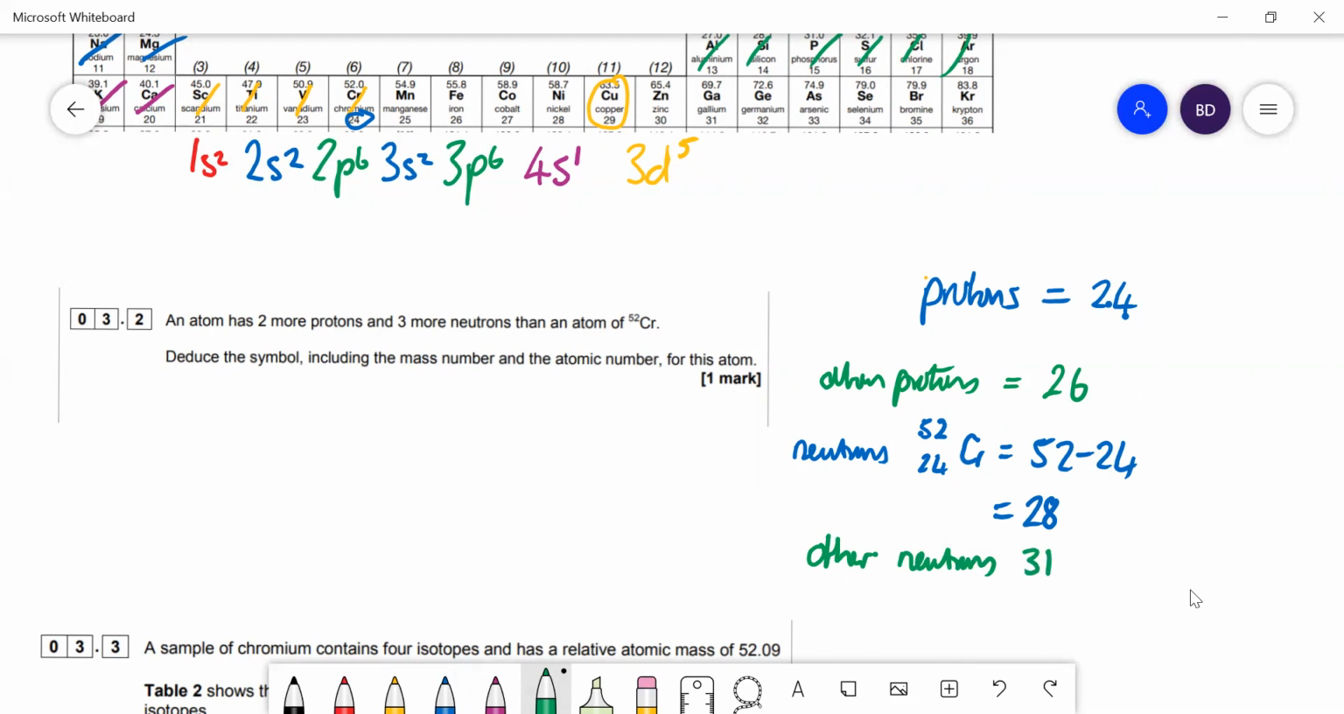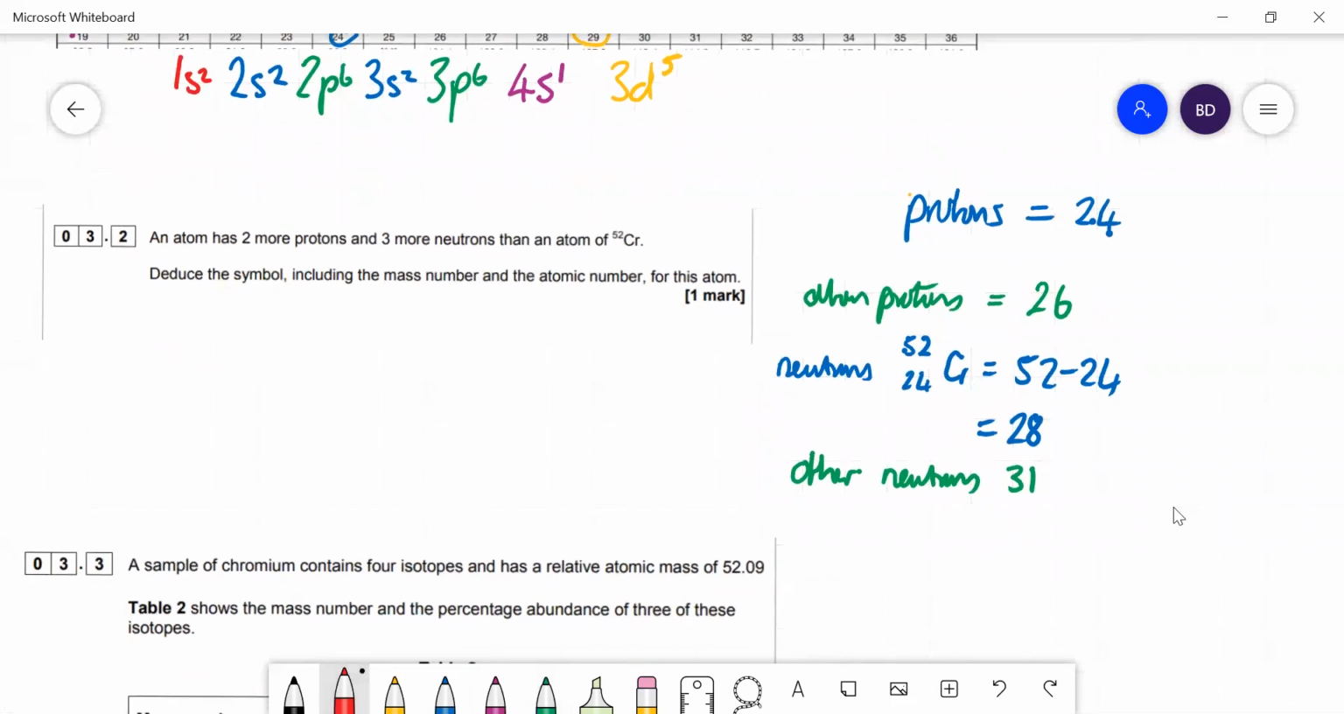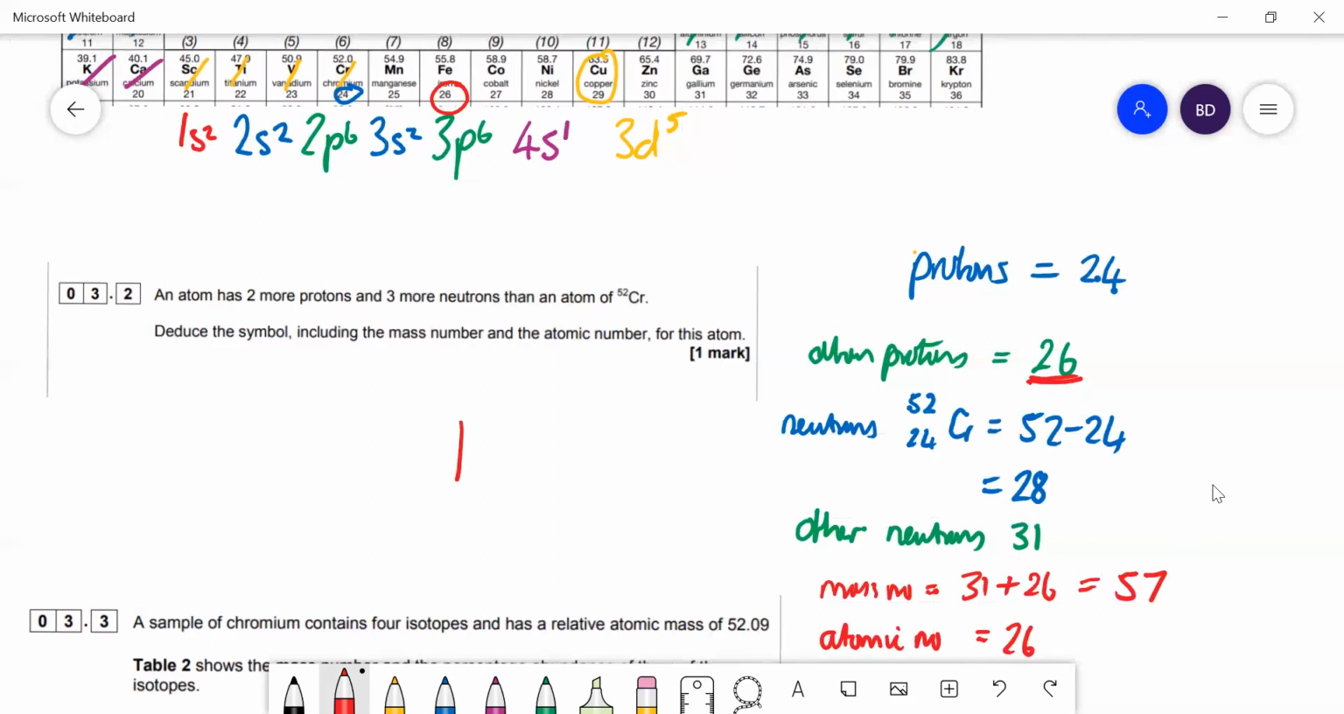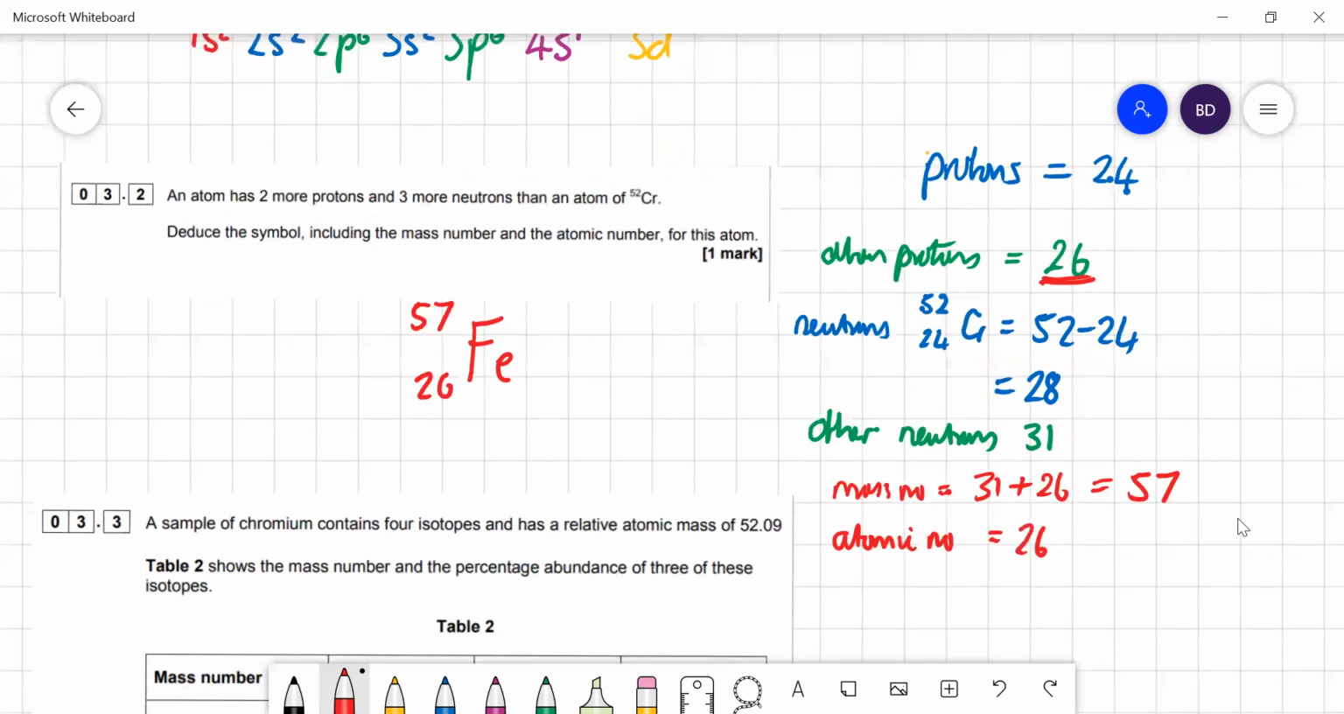So let's do the mass number of this new atom. So that's going to be 31 neutrons plus 26 protons, which is equal to 57. And we know the atomic number, it's got 26. So that means which element has 26 protons? You look here, it's iron. So the answer here is Fe, 26, 57. There's quite a few little sums to do in that, more than you think for 1 mark. Okay.